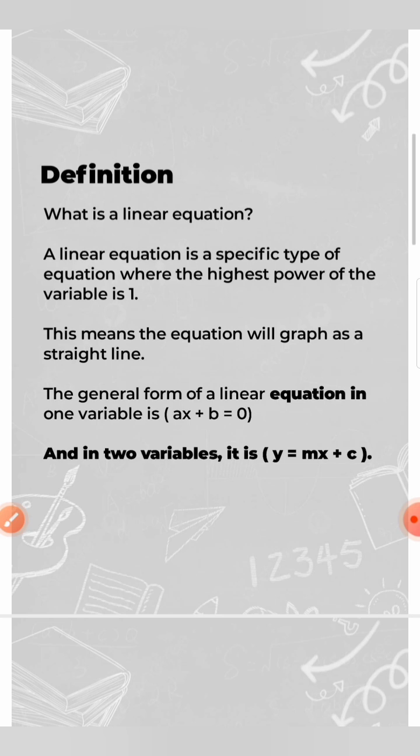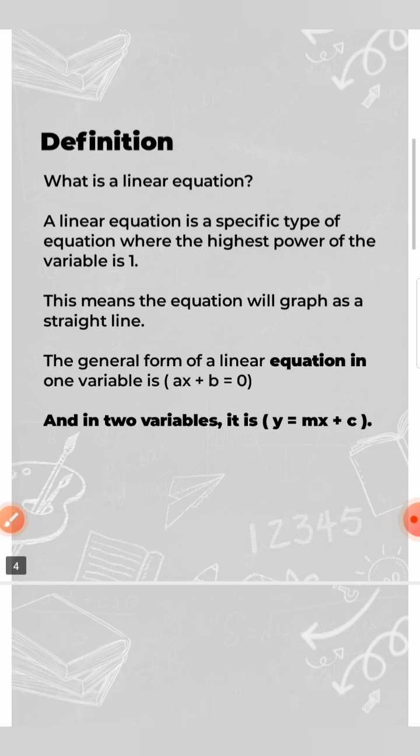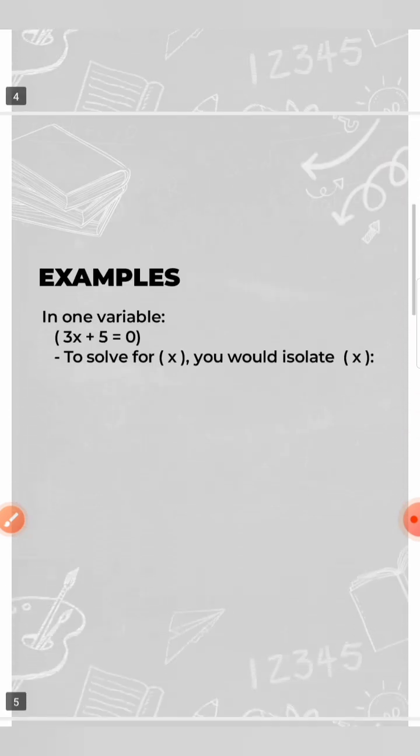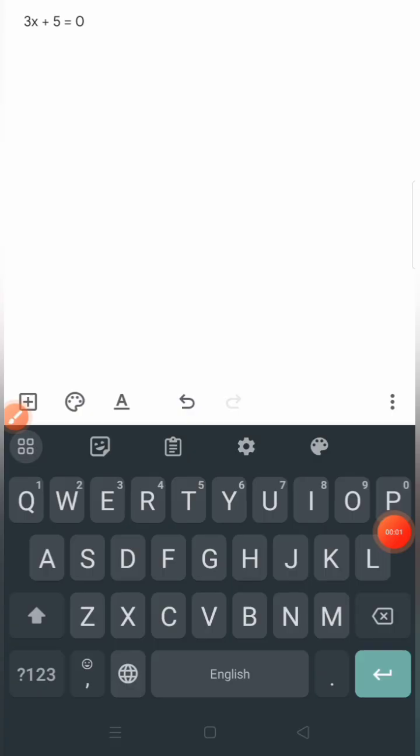But in this tutorial lesson, I'm just going to focus more on the linear equation. All right, let's move forward. So this is an example that we're also going to solve. Example: 3x plus 5 equals 0.